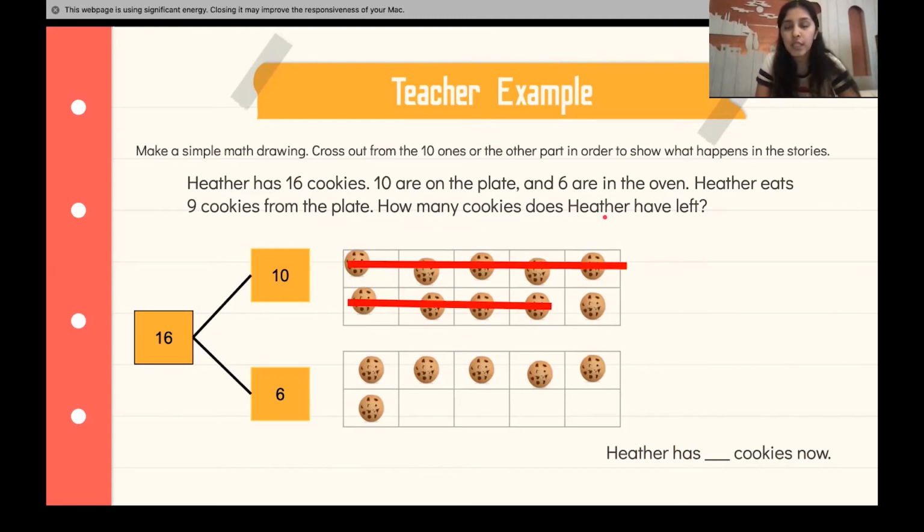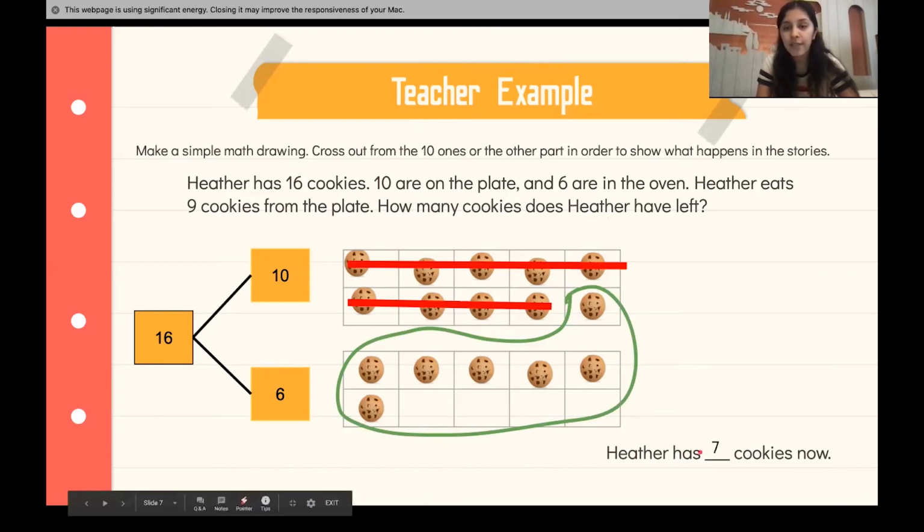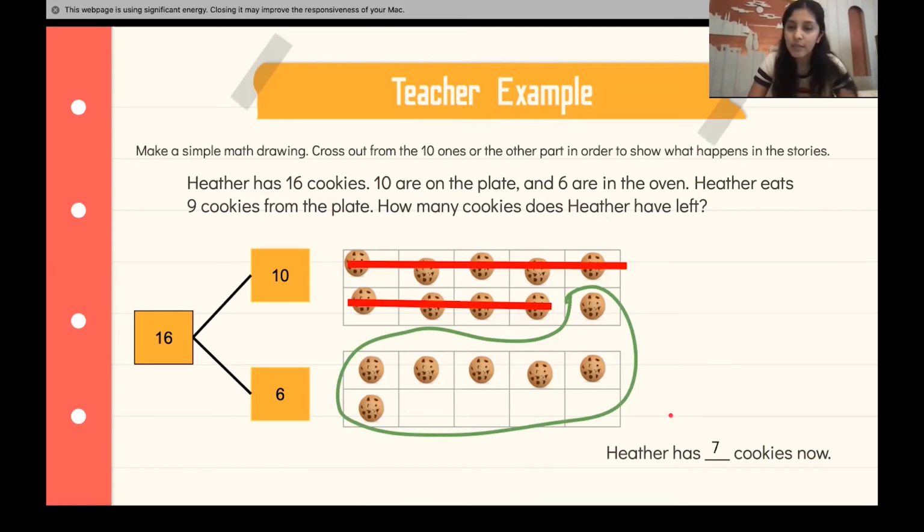So how many cookies does Heather have left? So let's see. Remember, these are 6. And this one on the plate that she didn't eat. So 6. This one, let's circle that. How much is 6 plus 1? 7. So Heather has 7 cookies now. Nice. See, that wasn't so hard, right? It's little steps. So many steps, but we use them and they help us find the answer.